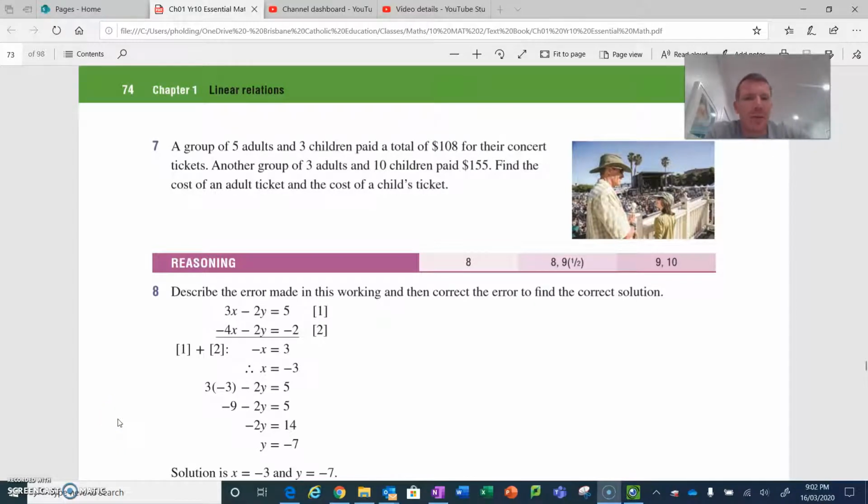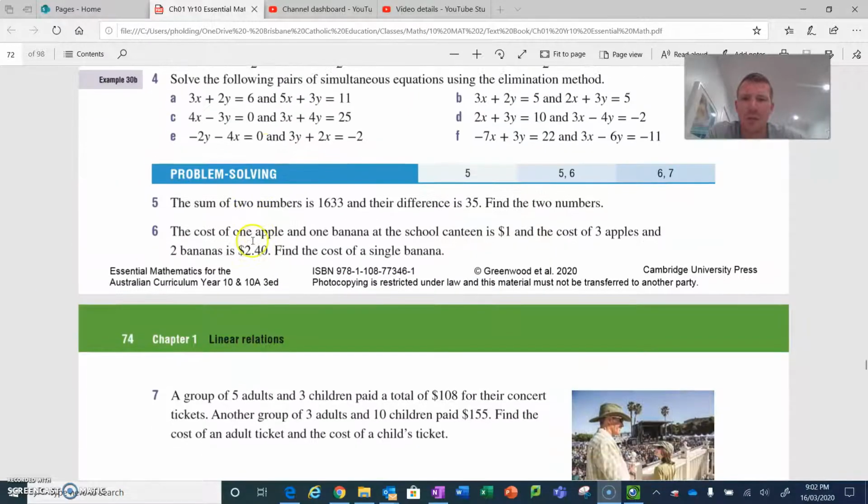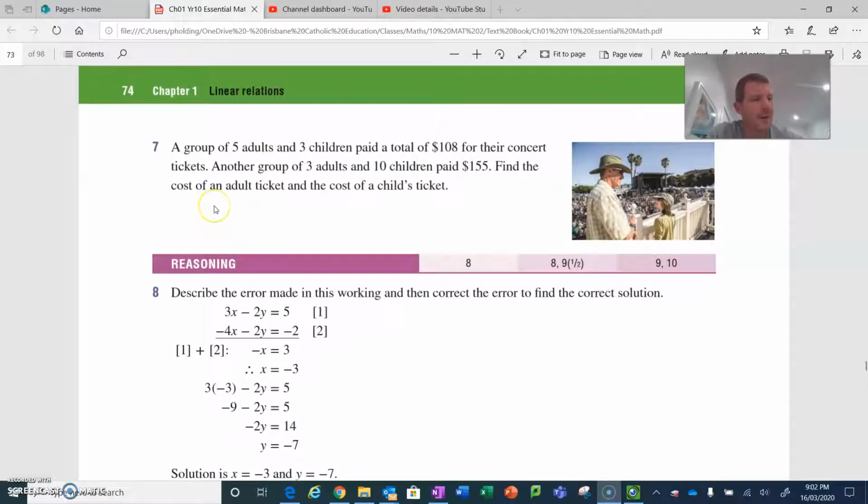This video is a follow-up regarding solving simultaneous equations using the elimination method, particularly for these problem-solving questions. So we're going to look at number 7. A group of 5 adults and 3 children pay $108 for their concert tickets. Another group of 3 adults and 10 children paid $155. Find the cost of the ticket for an adult and the cost of the ticket for a child.